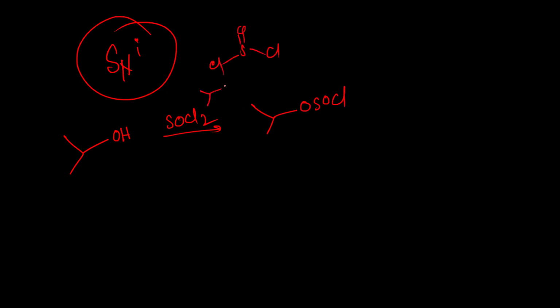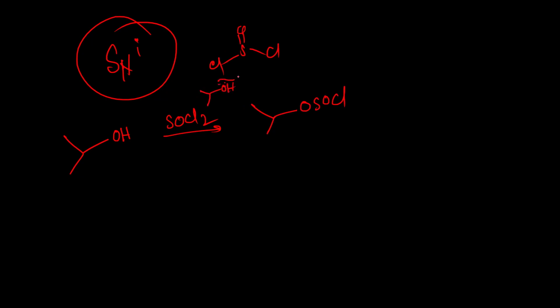Now, the last of the substitution reactions is SNi. What happens? For example, my compound is like this, ethyl alcohol. I am treating it with SOCl2. Suppose I have this alcohol. What will happen? OSOCl will form, like this, S double bond O, Cl, Cl, that is SOCl2, and this is our alcohol.